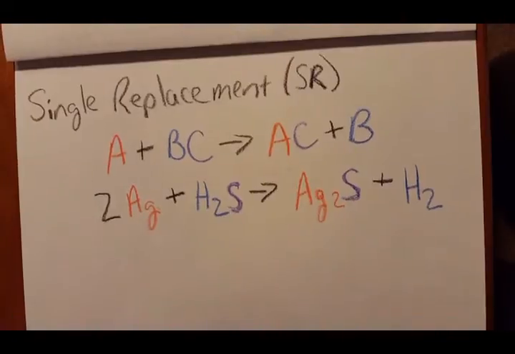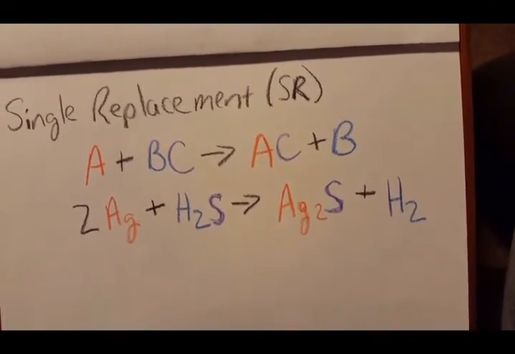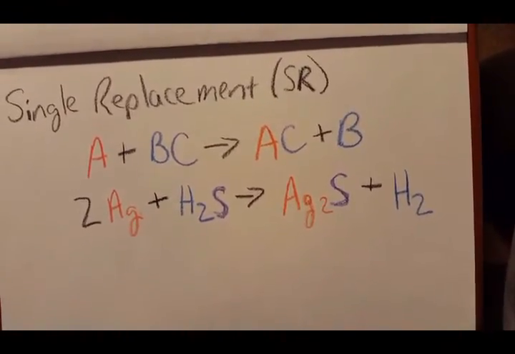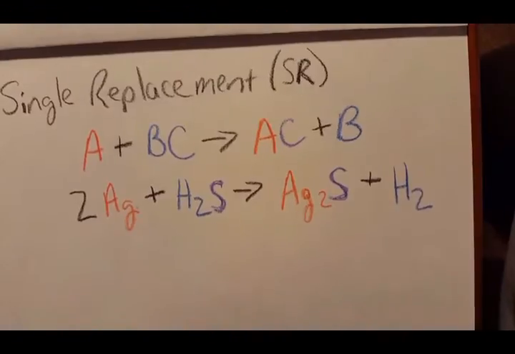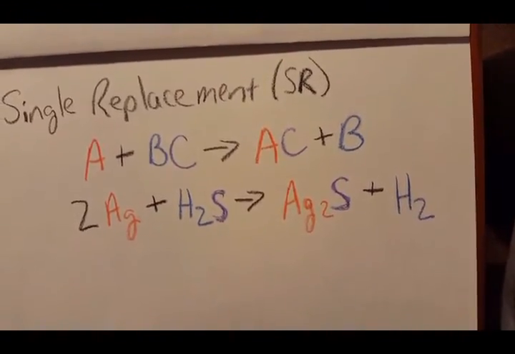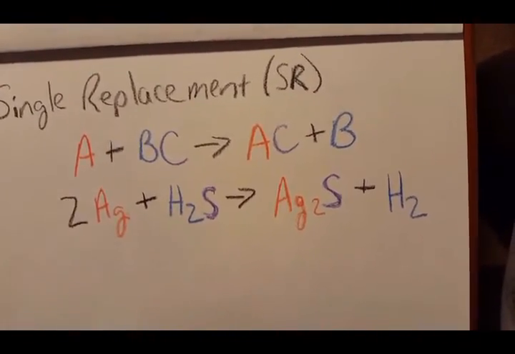In skeleton equation form again, I've got a single replacement or SR reaction, and I've written it in color code, so I have A plus BC going to AC plus B, which matches up with the example reaction of 2Ag plus H2S yields Ag2S plus H2.